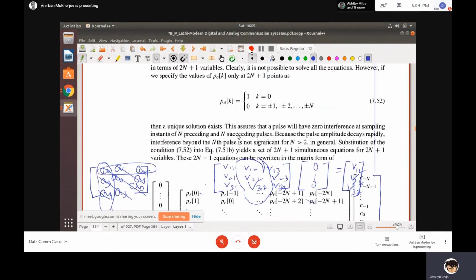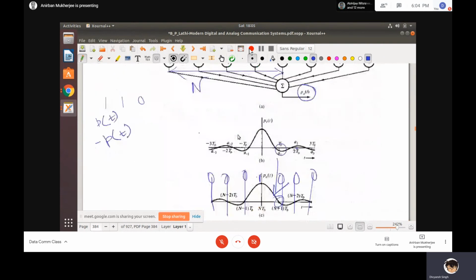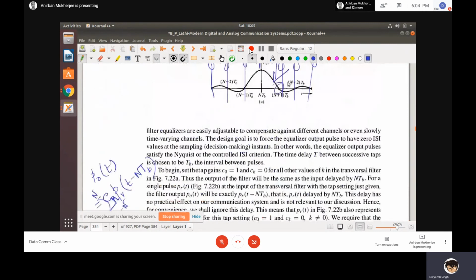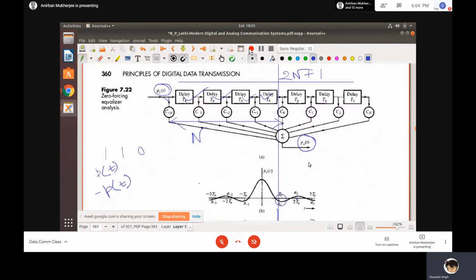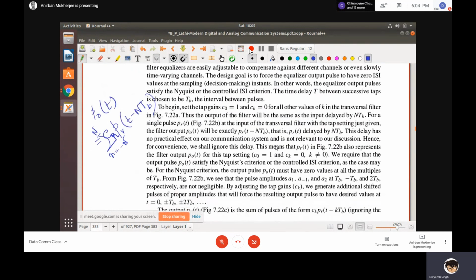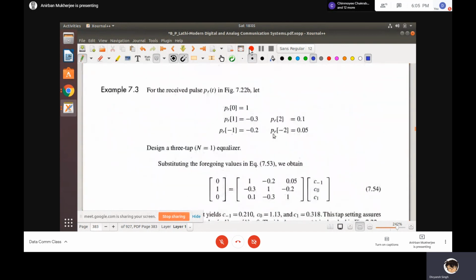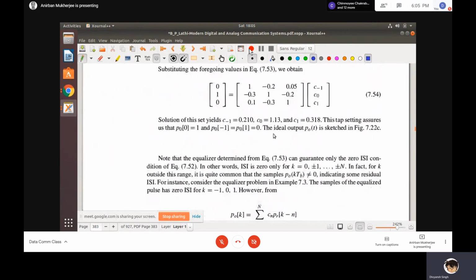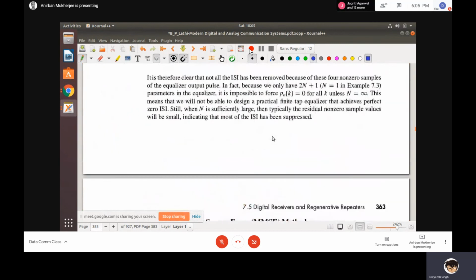Why the name zero forcing? Because you are forcing that your equalizer output at t equal to TB, 2TB, 3TB, up to n plus 1 TB, n plus 2 TB, there it should be 0. Now there is an example that you can solve.